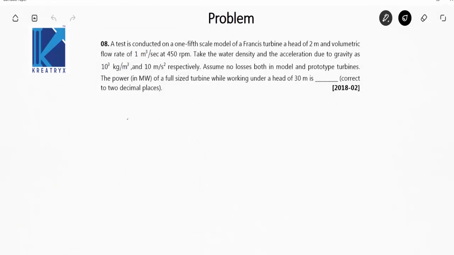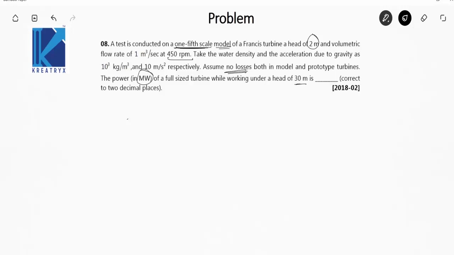A test is conducted on a 1/5 scale model. This is a data model of a Francis turbine of head 2 meters, volumetric flow rate 1 meter cube per second at 450 rpm. Take the water density and acceleration due to gravity as 10 raised to the power 3 kilogram per meter cube and 10 meter per second square respectively. Assuming no losses both in model and prototype turbines, find the power in megawatt of a full-sized turbine while working under a head of 30 meters.